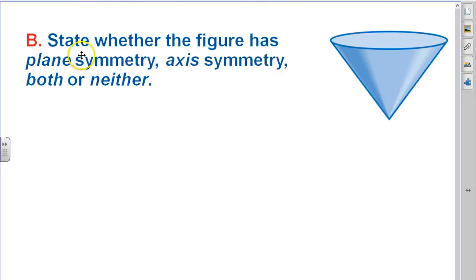Okay, so that's section 9.5. We'll go through questions in class, and again, I expect we'll have a lot of questions probably with the plane and axis symmetry.